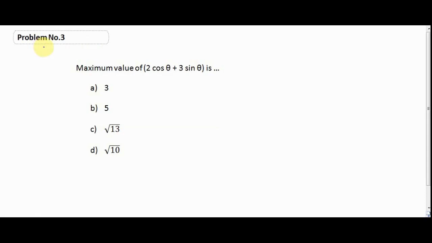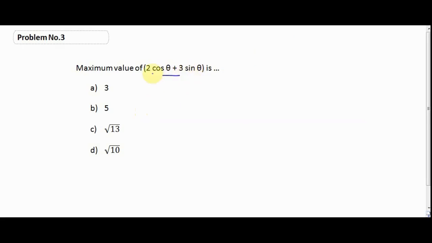Now let's move on to problem number 3. Maximum value of 2 cos theta plus 3 sin theta is. Okay, we are asked to calculate the maximum value of 2 cos theta plus 3 sin theta. Okay, so you may pause the video and try to solve this by yourself. Okay, now let's see how to solve this problem.